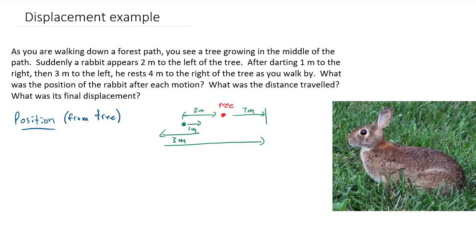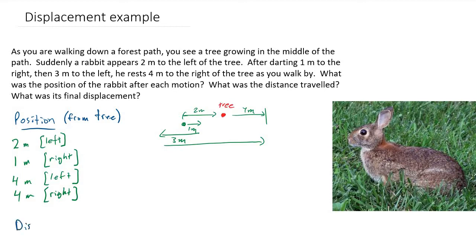So he starts off at 2 meters to the left of the tree. Well, let's just put that as his starting point. So 2 meters to the left of the tree. His next position is after darting 1 meter to the right. Well, that puts him at, of course, 2 minus 1, 1 meter to the left of the tree. He then darts 3 meters to the left. So 3 plus 1, he's going to end up at 4 meters to the left of the tree. And then he rests 4 meters to the right of the tree. Well, then that's where he rests, at 4 meters to the right of the tree. So that answers our first question about the position of the rabbit after each motion.